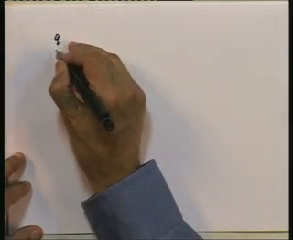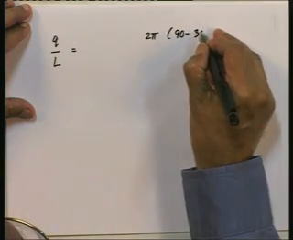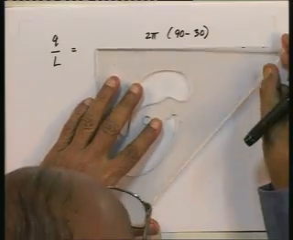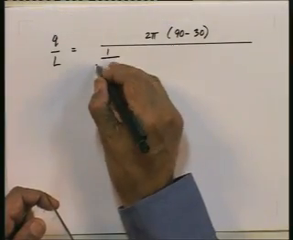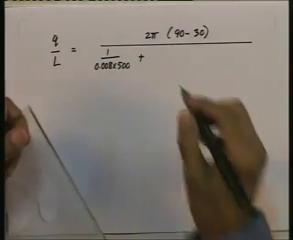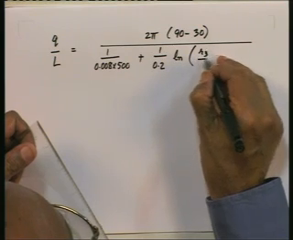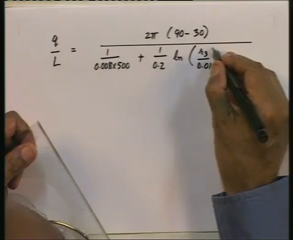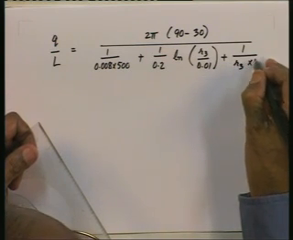If I put in the given data, I will get Q by L is equal to 2 pi into (90 minus 30), divided by, let us put down the data now, 1 upon R1 Hi, that is 0.008 multiplied by 500, plus, neglecting the resistance of the metal tube, the resistance of the insulation: 0.2 log to the base e R3 upon 0.01, that is R2 (1 centimeter), plus 1 upon R3 multiplied by 10. 10 is the value of Ho.